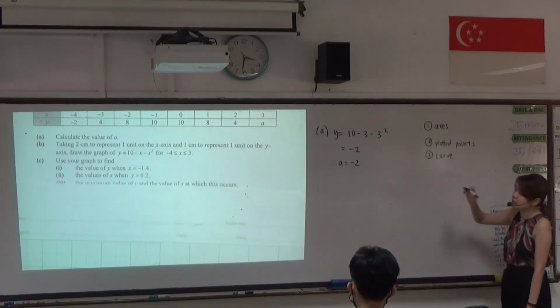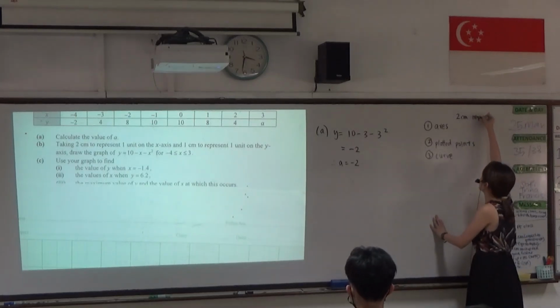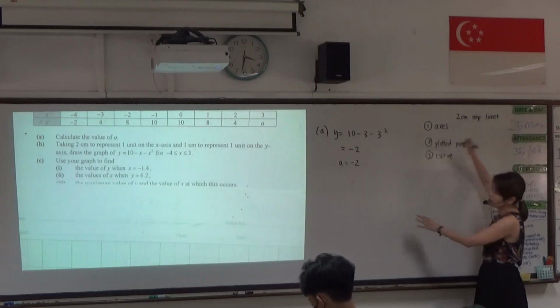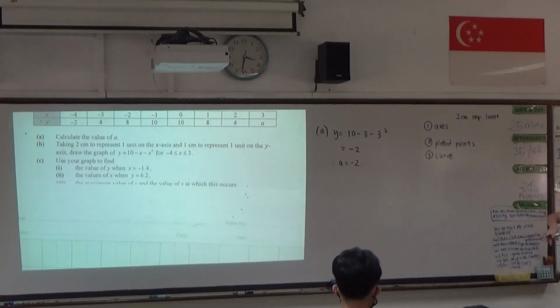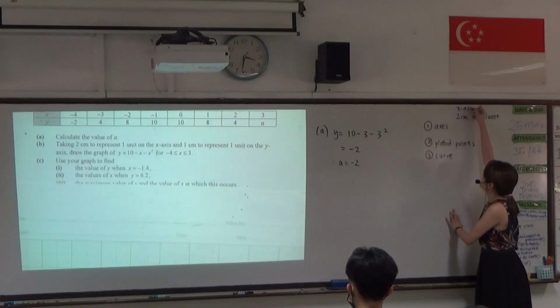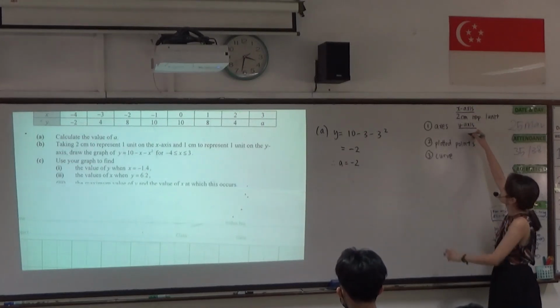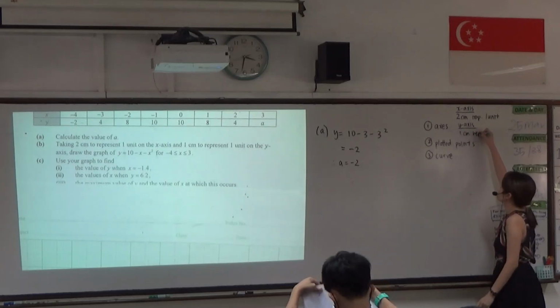So the axis is told to be 2 cm representing 1 unit. I'm just writing it here because they thought of changing it to the graph paper. So this is your x-axis. And then for your y-axis, the scale is 1 cm representing 1 unit.